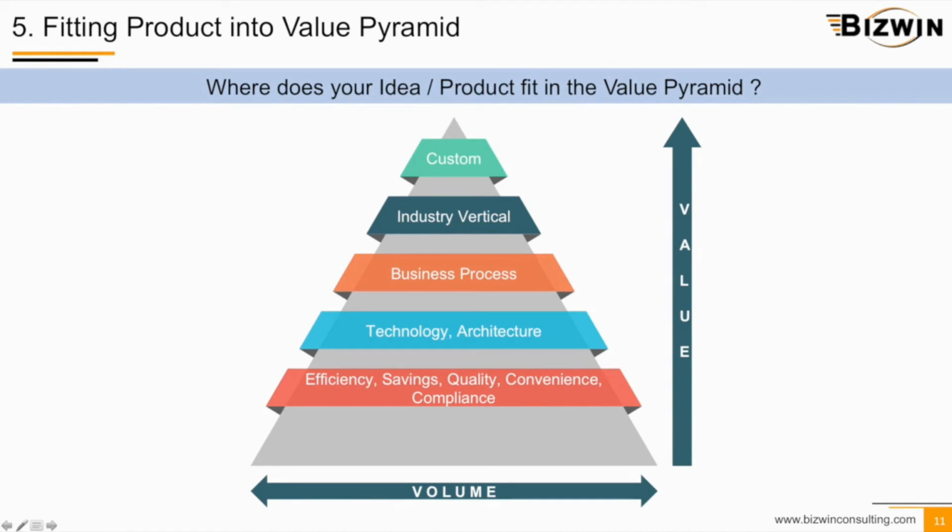Now next comes the industry. So we have mastered the efficiency savings, we have mastered technology architecture, we have mastered maybe the process related expertise, and now we are saying we are specialized for this industry. It can be a manufacturing industry. For the manufacturing industry, our product, solution, services are geared to solve this problem. Maybe it's for a healthcare industry, maybe for an engineering industry, or it can be for a retail industry. So you have to be very clear about where your fitment is in terms of the value pyramid.